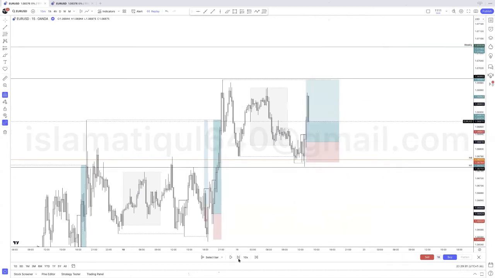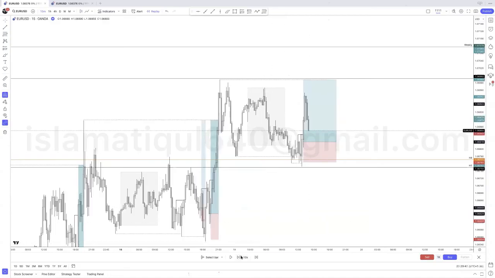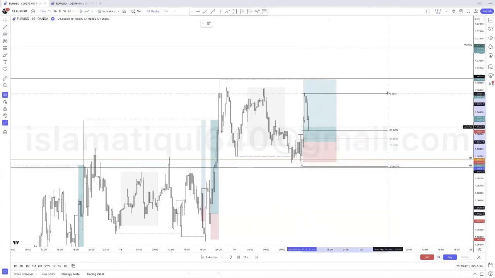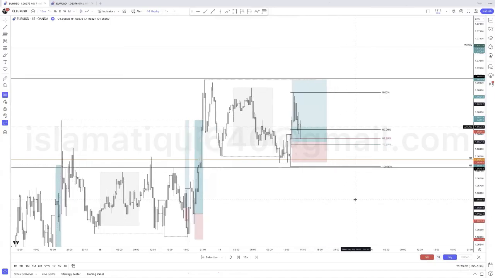Let's see. Okay, a pullback. Now where's the pullback coming into? We have a low to high range here, so they can react to somewhere here. You see this, right? You see how fractal price is. Everything is happening on every single time frame. Okay, so now there's a problem. We might get stopped out at break even, I think.